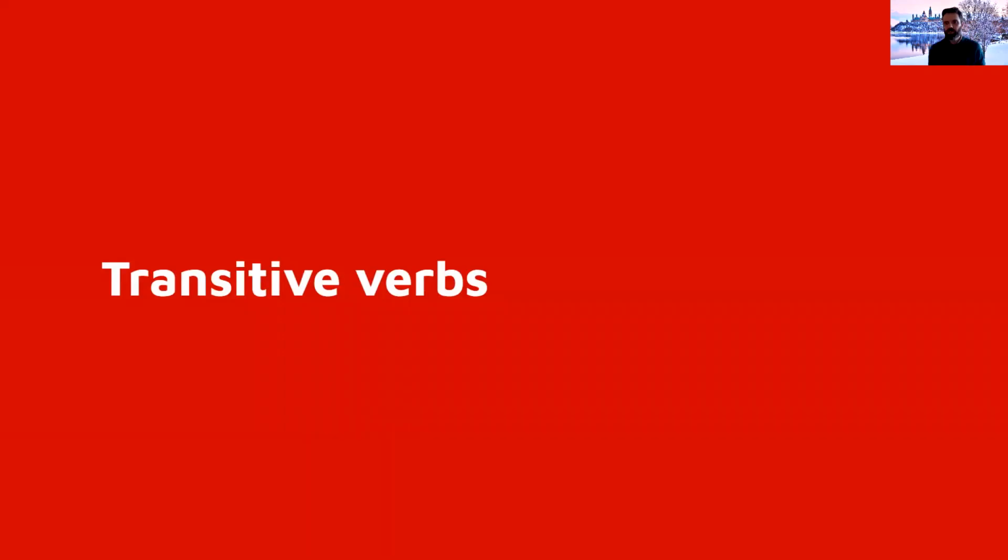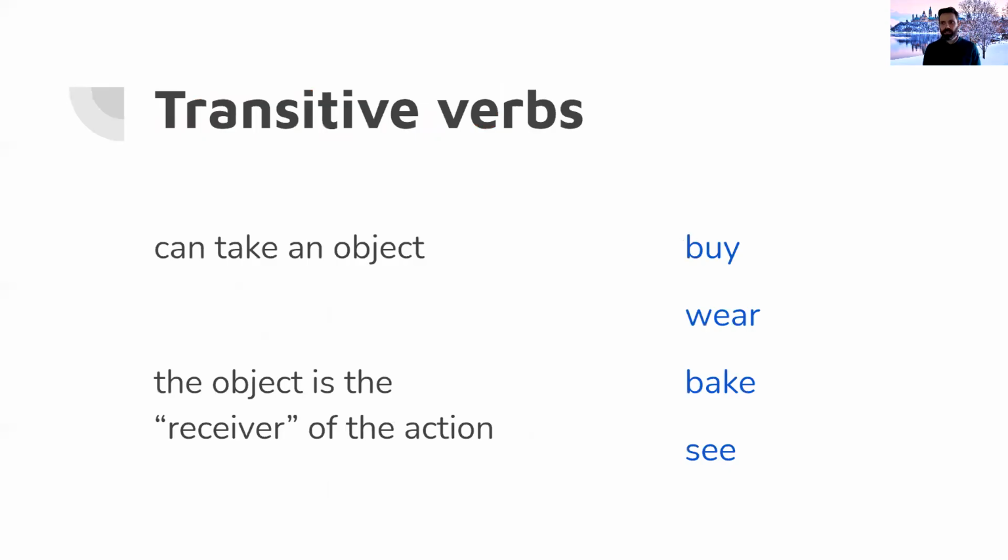Let's talk about our last group. These are the transitive verbs. A transitive verb is a verb that can take an object. In other words, the object is the receiver of the action that the subject's doing. So some examples are buy, wear, bake, see. Some of these verbs can function as intransitive verbs. They can function on their own. They don't need an object, but they can also function with an object, and so they can function as a transitive verb. In fact, you'll often see this in dictionaries where you look up a verb and it will say whether it's a transitive verb, an intransitive verb, or both.